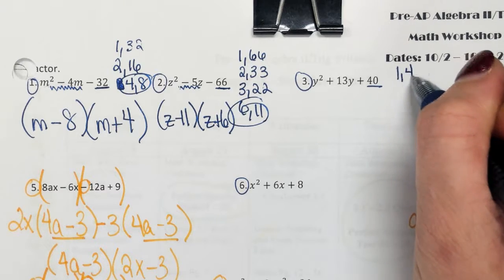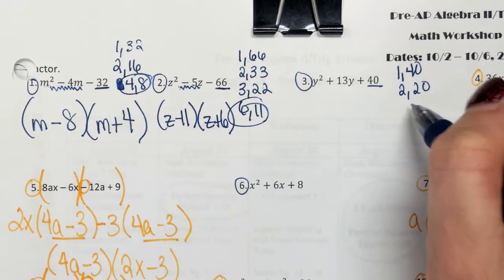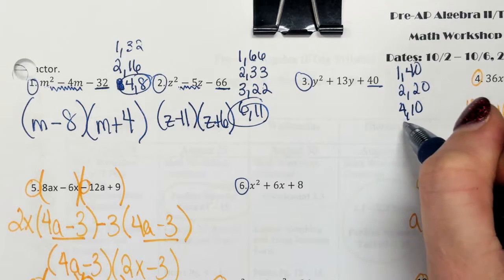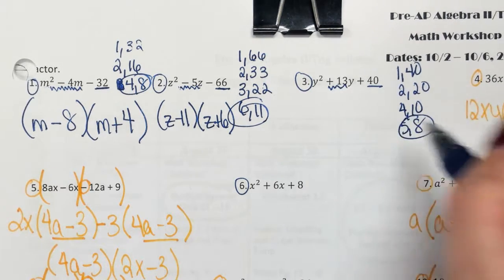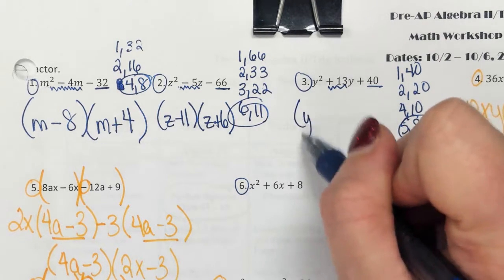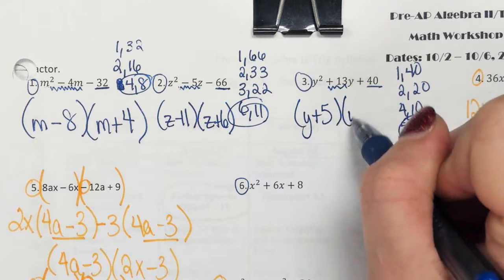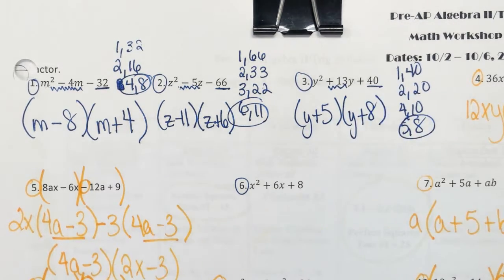So we have 1 and 40, 2 and 20, 4 and 10, and 5 and 8. Which one gives you 13? 5 and 8. How? Because you're going to add them. Very good. Both positive. 5 plus 8 is 13. 5 times 8 is 40. Y'all okay? Just bringing back some memories from last year?